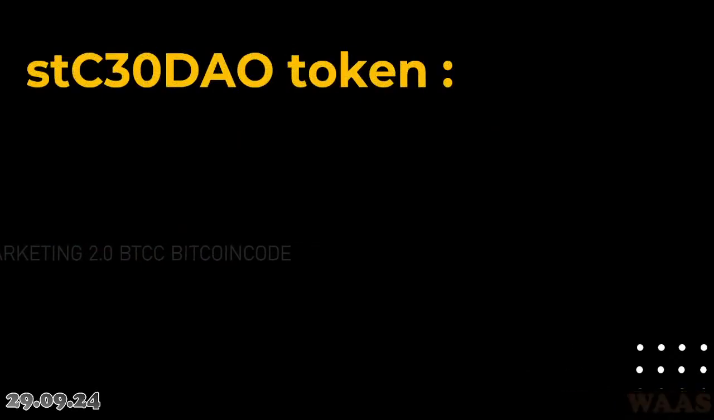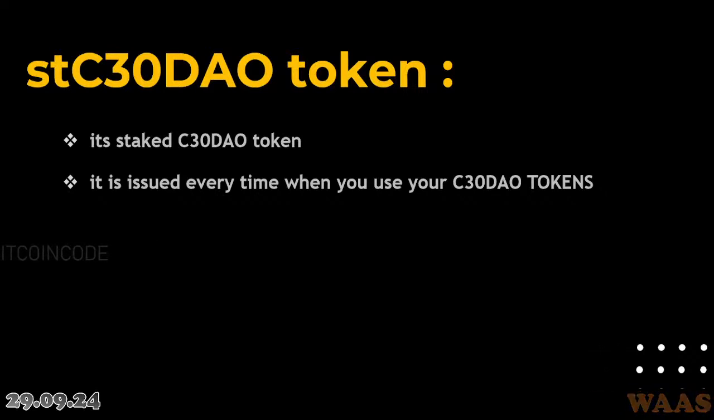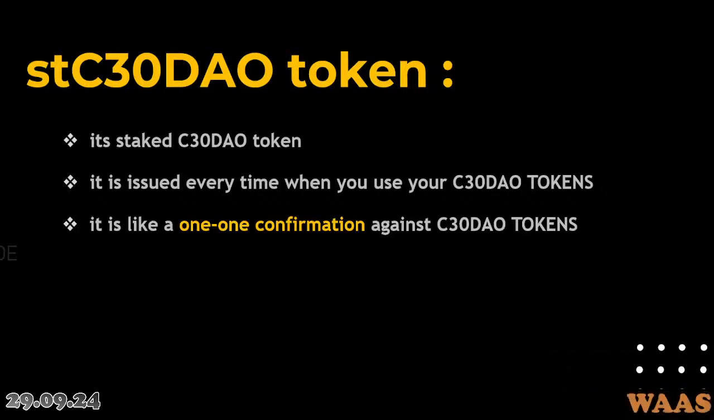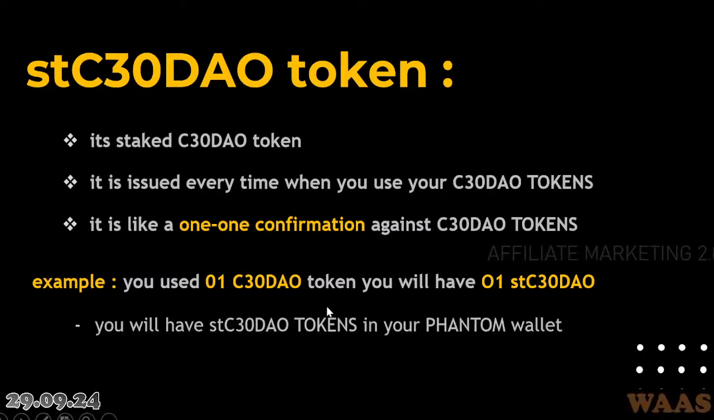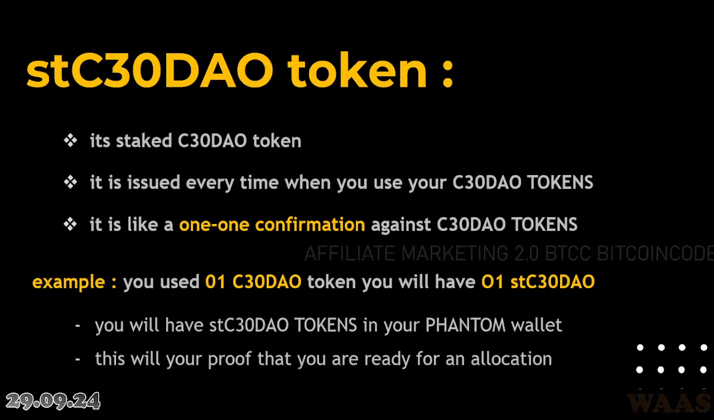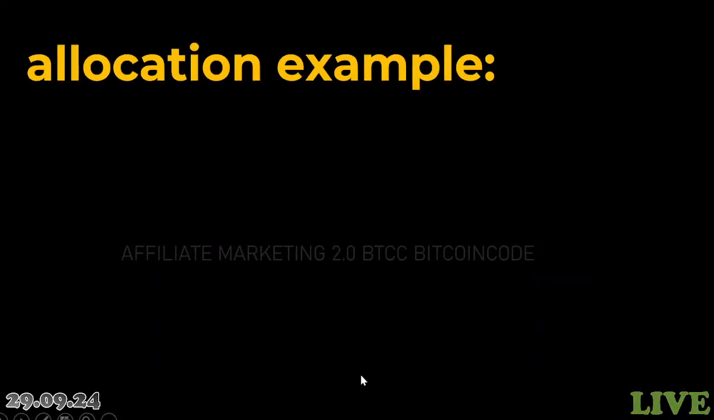Now, ST means staked C30 DAO token. These are issued every time you use your C30 DAO tokens. These tokens can be considered as one-to-one confirmation against the utility of C30 DAO tokens. Example, you had bought two packages, so you had two C30 DAO, but you only utilized a single C30 DAO on a single allocation. So that means your ST C30 DAO tokens will be available in your Phantom wallet. I hope this is pretty simple and clear to you. This will be your proof that you are ready for allocations.